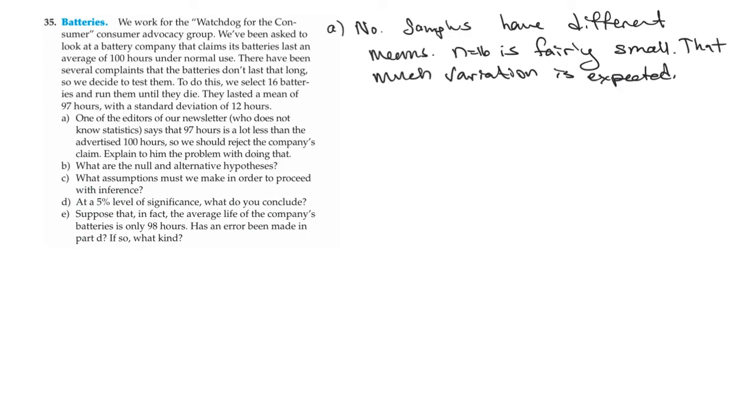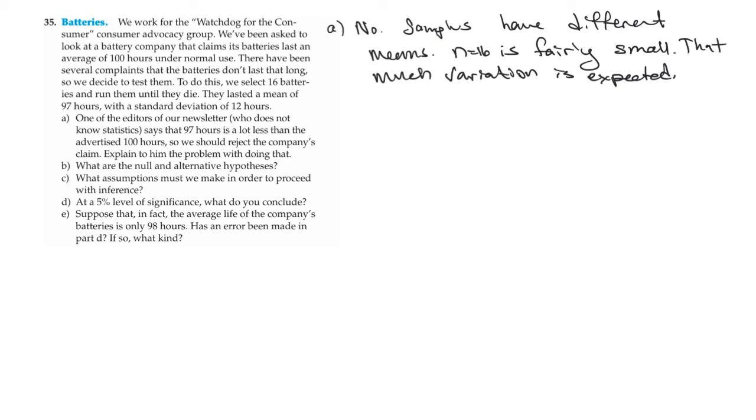Okay, number 35. This one's about batteries, and what we're looking at is there's a company that claims to have its batteries last an average of 100 hours under normal use. They took a sample of 16 batteries and ran them till they died, and they wanted to know if that 100 value was accurate or not.